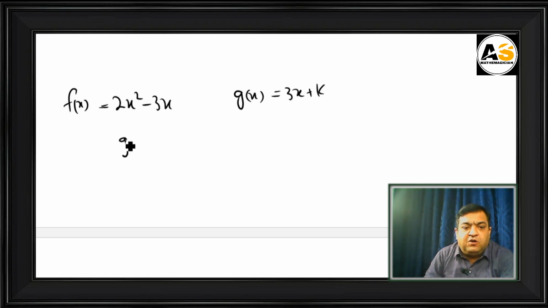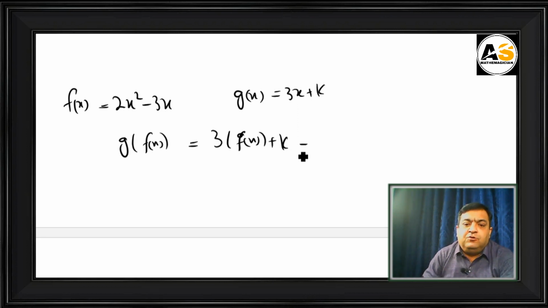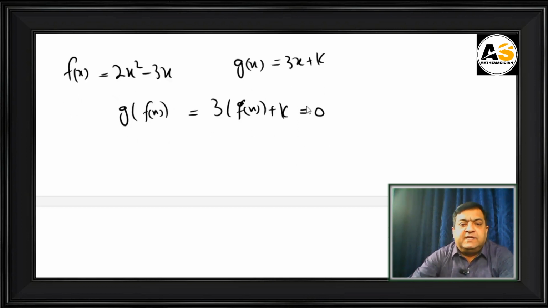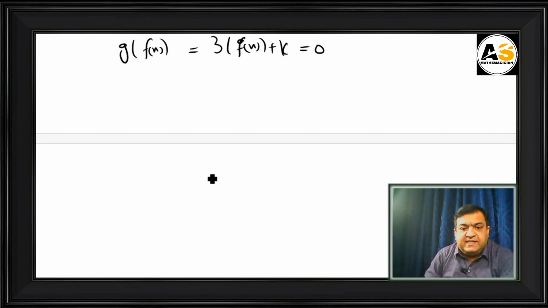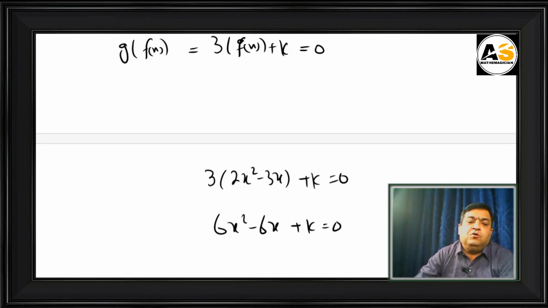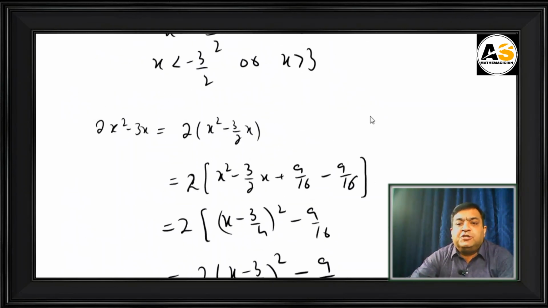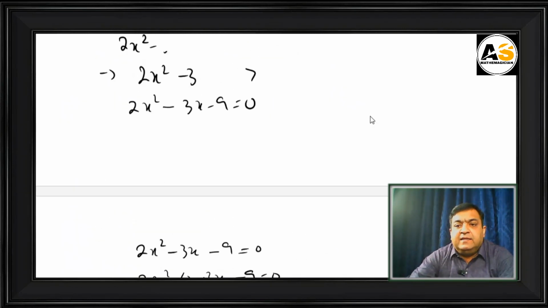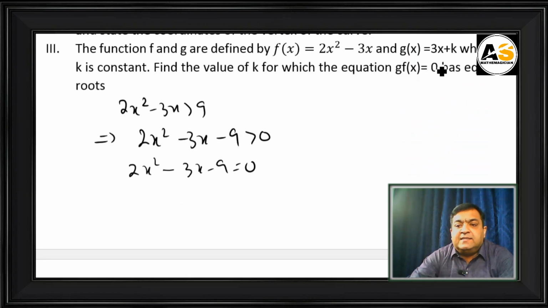What will be g(f(x))? This will be 3 times f(x) + k, which is equal to 0. 3 times f(x) is 3 times (2x² − 3x) + k is equal to 0. 6x² − 9x + k is equal to 0. This is the quadratic equation formed, and it is given that this has equal roots.